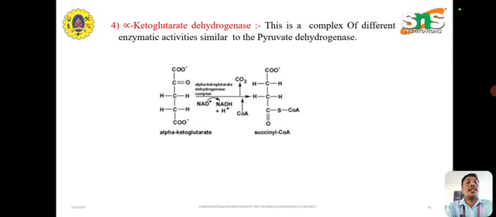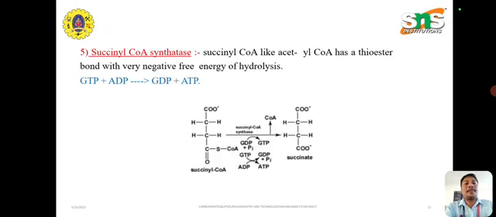This is a complex of different enzymatic activities similar to pyruvate dehydrogenase. That is, alpha ketoglutarate is converted into succinyl coenzyme A. Here also NAD is converted into NADH plus H plus. Carbon dioxide is removed with the help of the addition of coenzyme A, with the help of the enzyme called alpha ketoglutarate dehydrogenase complex.